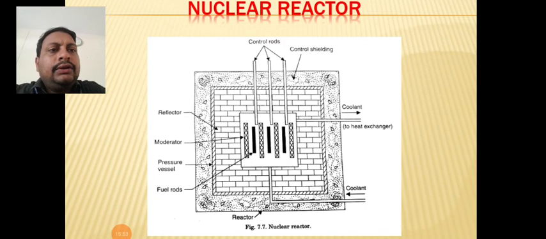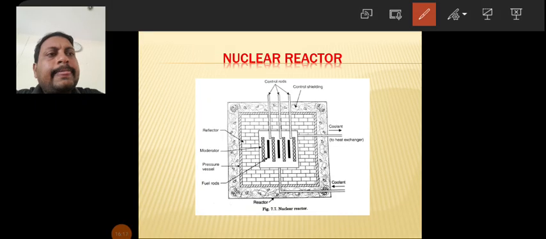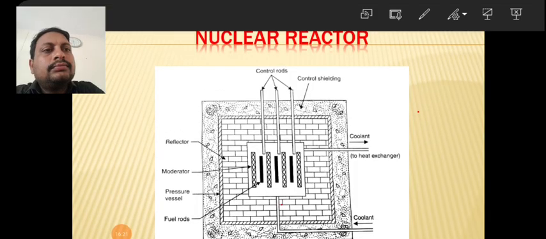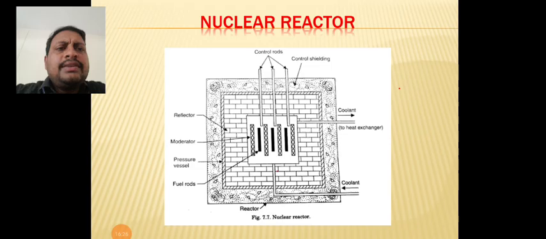So this is the nuclear reactor. You may observe the components. We have fuel rods. The uranium is cladded with steel or zirconium. So these fuel rods, uranium cladded with aluminum, zirconium or stainless steel. So this is about the nuclear reactor.